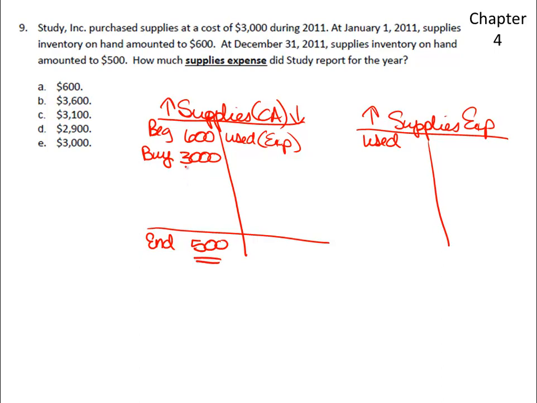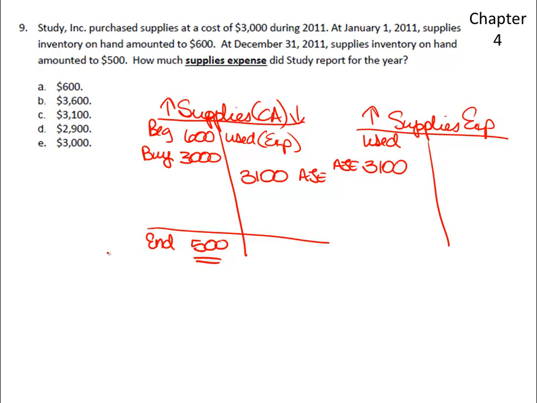So right now in the supplies account, we have a beginning balance of $600 plus we bought $3,000. Well, only $500 are left. So the difference between $3,600 and $500 must be the amount of supplies that were used or consumed. And so we would have made the adjusting journal entry, which would have debited supplies expense for $3,100 and credited supplies for $3,100. And by making that adjusting journal entry and posting it to these accounts, do I end up with the appropriate ending balance of $500?